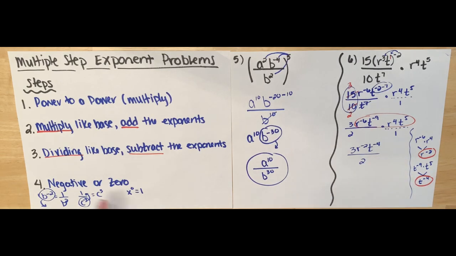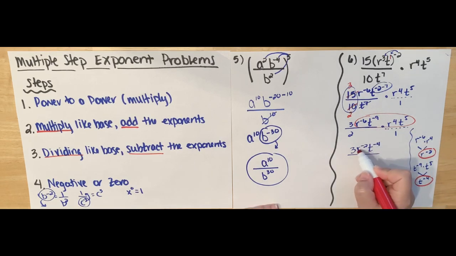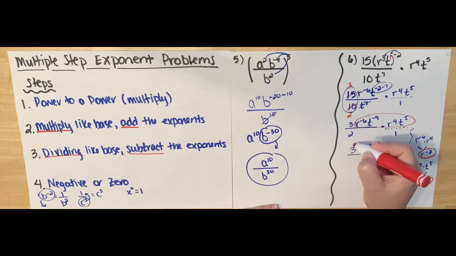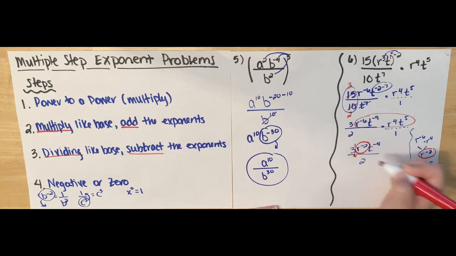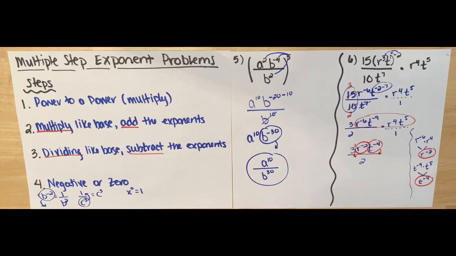My last step is to check for negative or 0 exponents. Definitely have negative exponents. R's negative exponent is -2. Remember, 3 has got an implied 1, so that's not negative. It's always the base right before it. It's going to move down. T's got a negative exponent of -4, so it's going to move down. I didn't circle the 3, so it's going to remain exactly where it is.